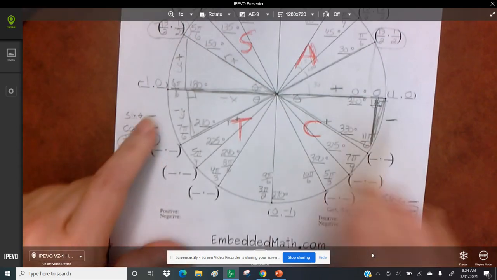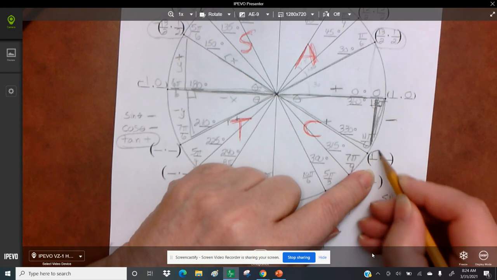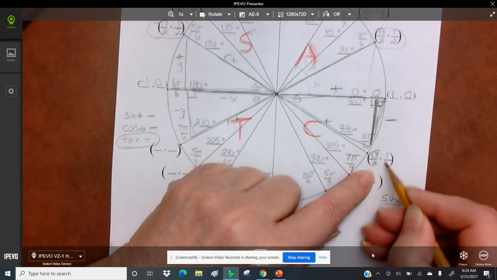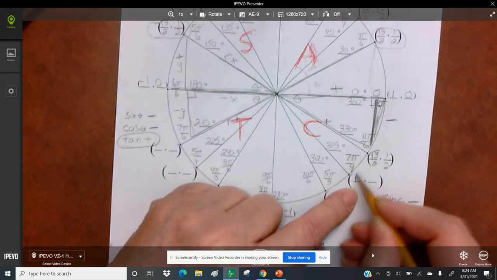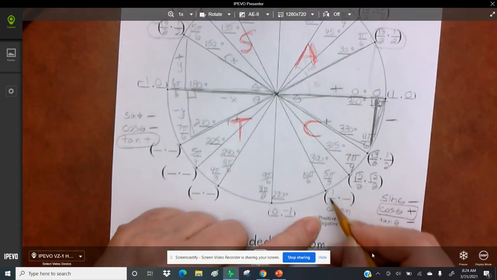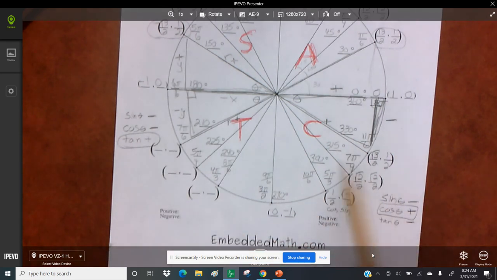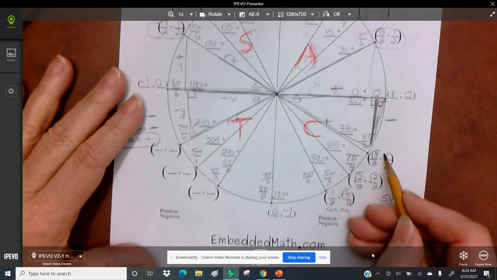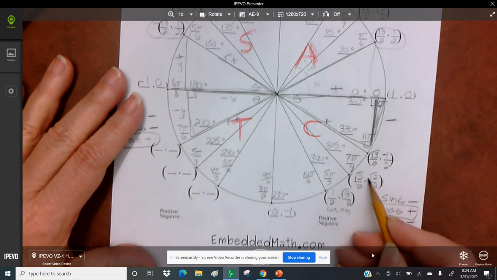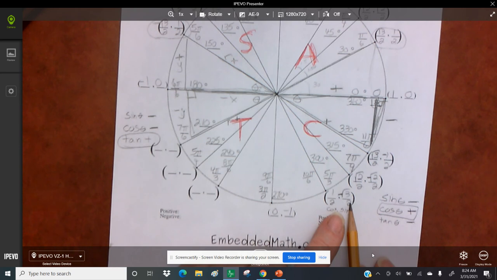Now, if we keep going around the circle, let's go this way first. So this one and this one will be the same thing. This will be the square root of 3 over 2 and 1/2. This and this will be the square root of 2 over 2. And this will be 1/2, square root of 3 over 2. But now only the cosine is positive. So now my sine, which is going to be my y value, will be negative. So all these second ones are going to be negative.